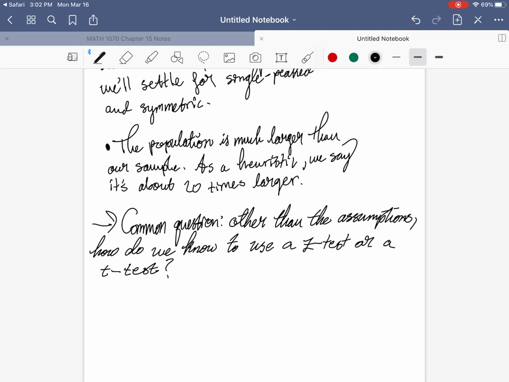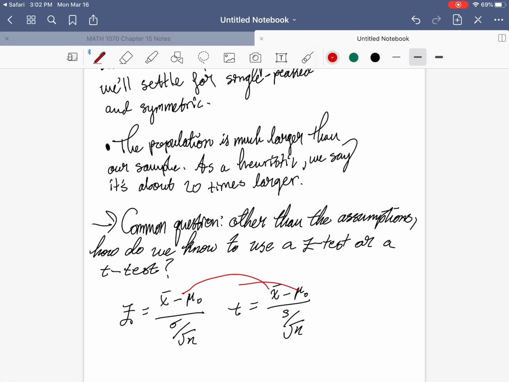And this comes down to something pretty straightforward. If you look at the two formulae, for the z statistic, we have x bar minus mu naught over sigma divided by square root of n. For t, we have x bar minus mu naught over s over square root of n. And if you look, this is the same, this is the same, this is the same. Of course, the statistic names are different, but sigma and s are different.